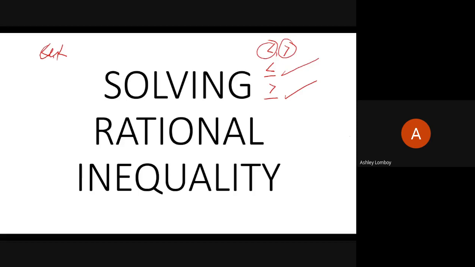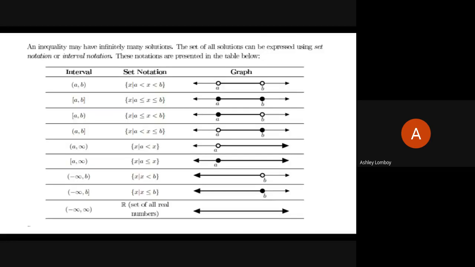Nagko-cross multiply tayo doon. Kasi dito sa rational inequality, clearing out the denominator won't work kasi hindi natin alam ang value ng x, whether it's a negative or a positive. Kasi pag yan ay negative, we have to reverse the inequality sign. Kaya hindi natin pwedeng i-multiply ang both side, the left and the right, with the denominator itself. So just a brief recap, an inequality may have infinitely many solutions.